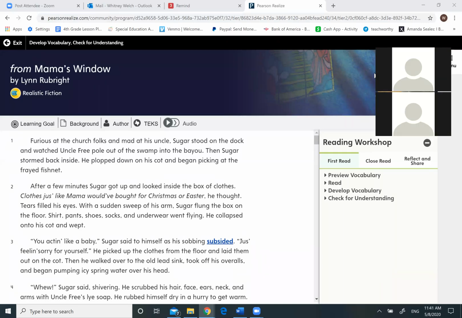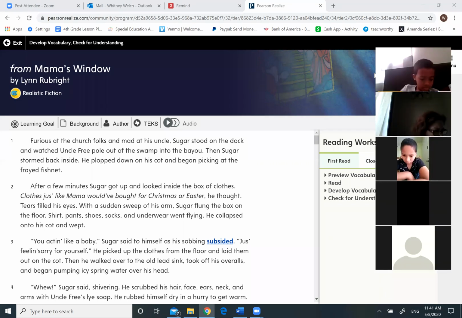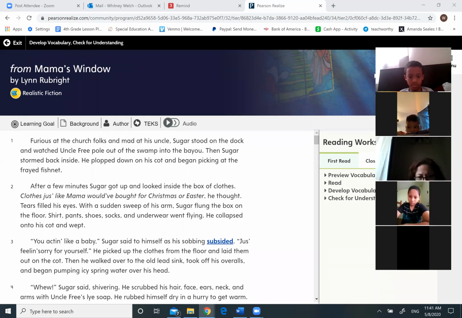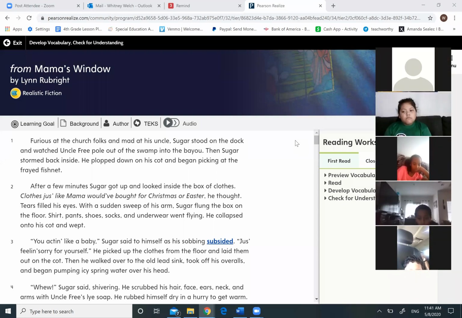Okay, close. So we know that when we're reading a realistic fiction, it is fiction, meaning it hasn't happened in real life, right? So we know it hasn't happened in real life, but it might happen in real life. That's the realistic part. There's something special about that. It might happen in real life.